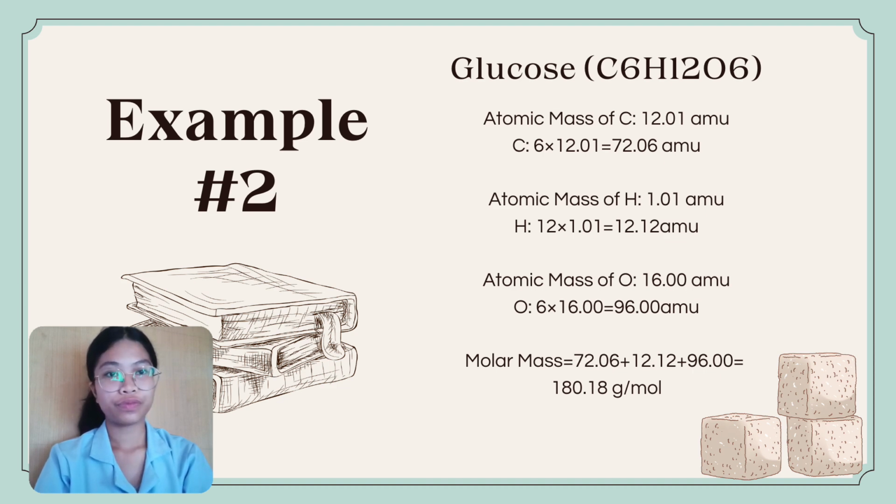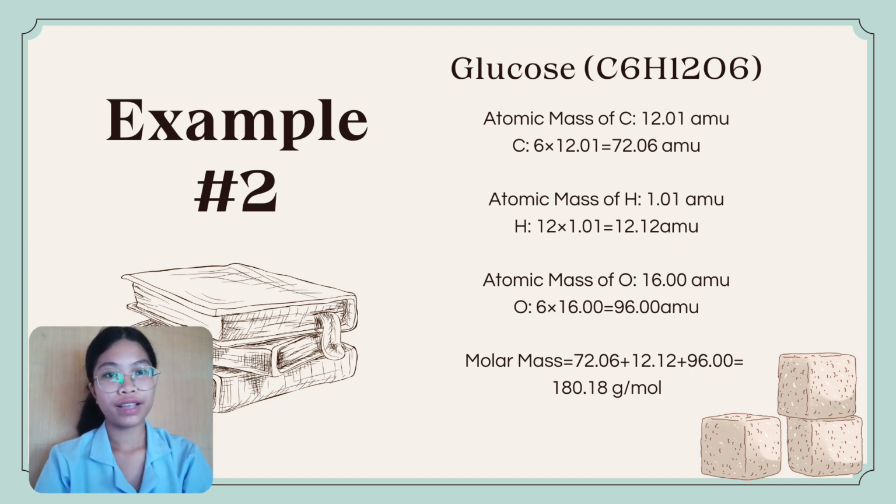So for our hydrogen, its atomic mass is 1.01 atomic mass units, and it's 12 times 1.01, which is equal to 12.12 atomic mass units. And for oxygen, it's 16 AMU. So it's 6 times 16, which is equal to 96 atomic mass units.